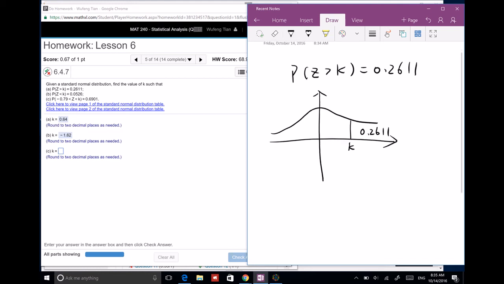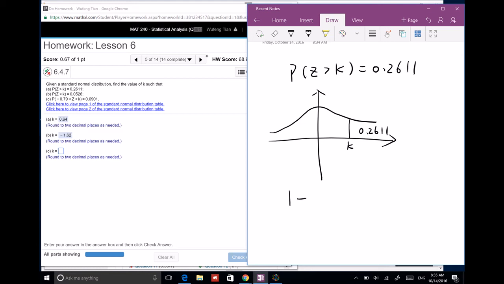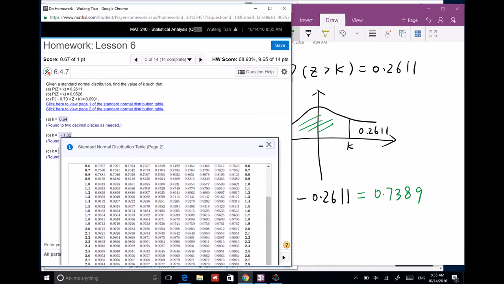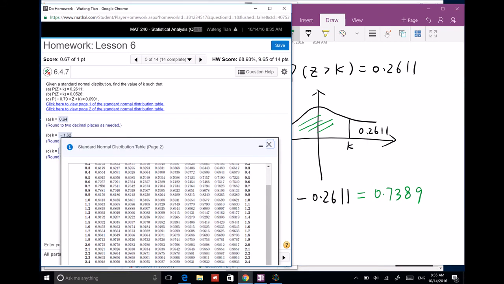What do you need to do? You need to use 1 minus 0.2611. You need to find the area to the left and then use the table, right? So the left area is 1 minus that, so it equals 0.7389. You can find 0.7389 in the table. At the end of the line is 0.6. Go to the 0.6 line.